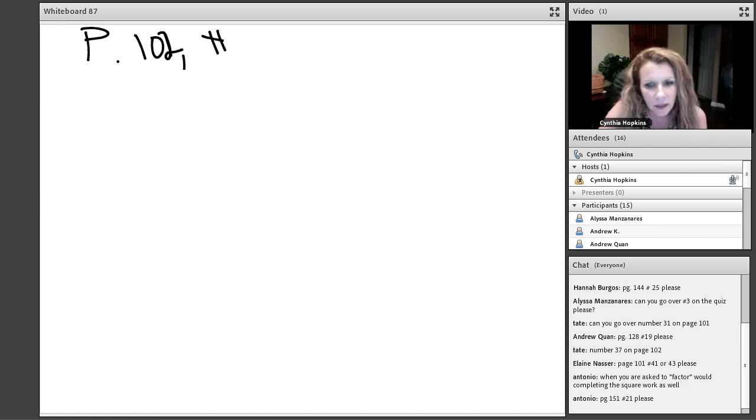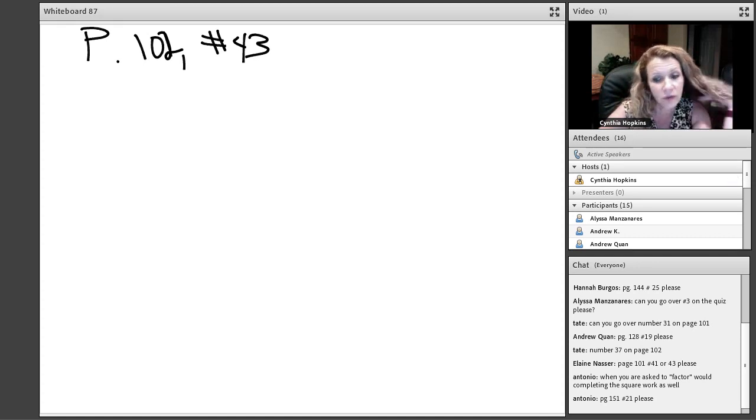Okay, let me write Elaine's second question. Page 102, number 43. I was just reading Antonio's question. Antonio, when they say solve by factoring, your question is, would completing the square work as well? It will give you an answer. However, if they ask you on the test to factor, we want to see that you know how to do that technique. And so no, you need to factor.